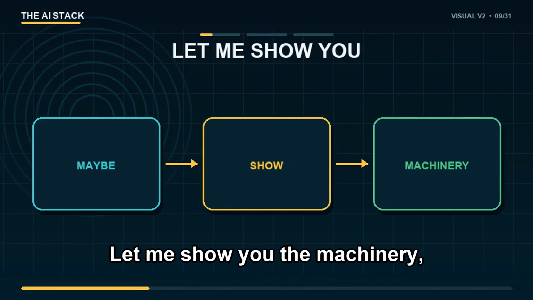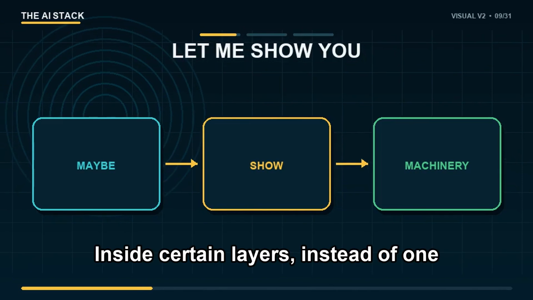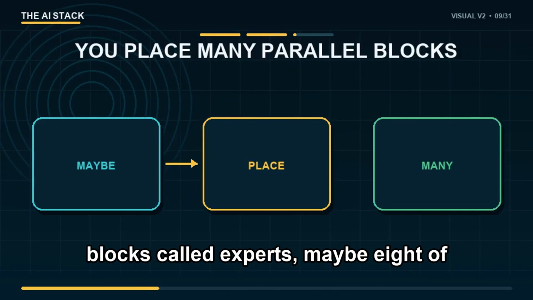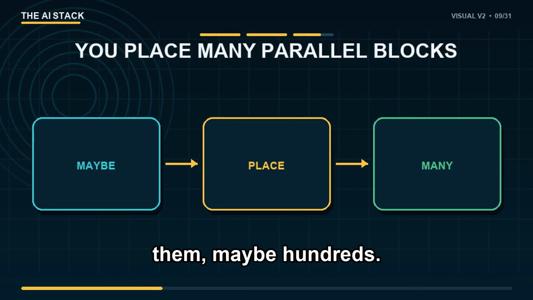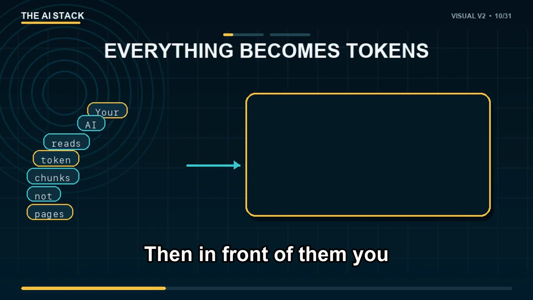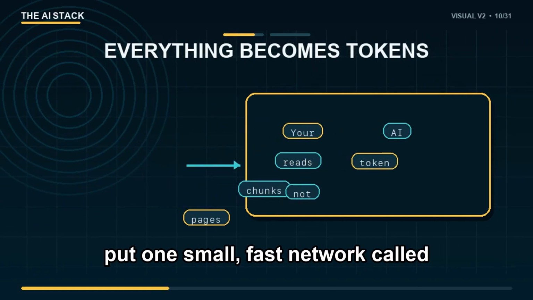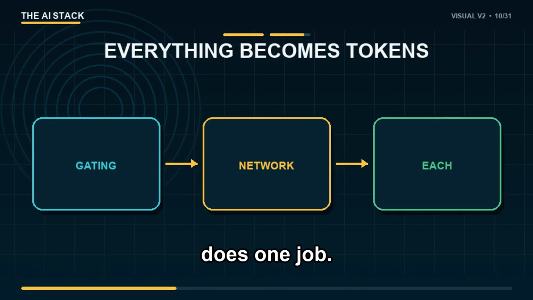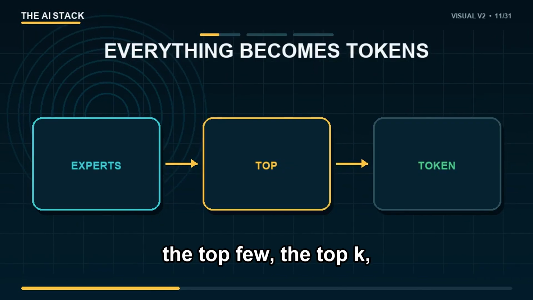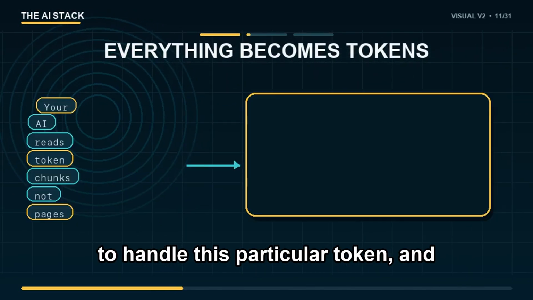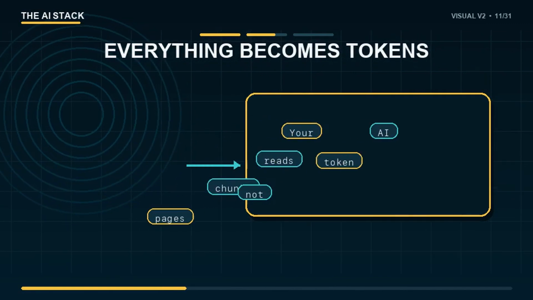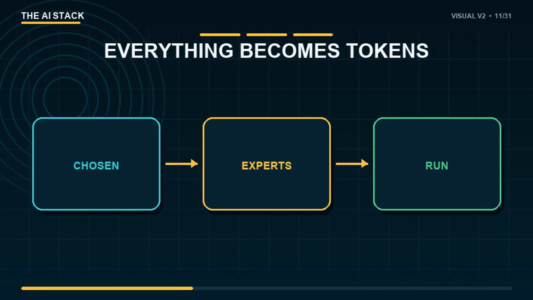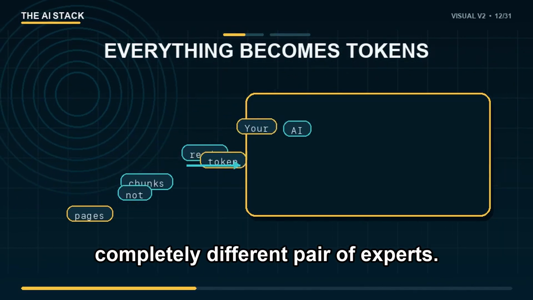Let me show you the machinery because it is simpler than it sounds. Inside certain layers, instead of one big block, you place many parallel blocks called experts, maybe 8 of them, maybe hundreds. Then in front of them, you put one small, fast network called the router, or the gating network. For each incoming token, the router does one job. It scores the experts and picks the top few, the top K, to handle this particular token, and it ignores all the rest. Those chosen experts run, their outputs get blended, and the token moves on. The next token might get a completely different pair of experts.